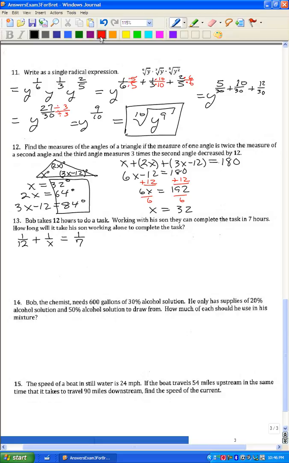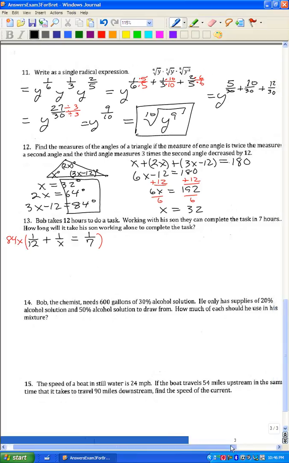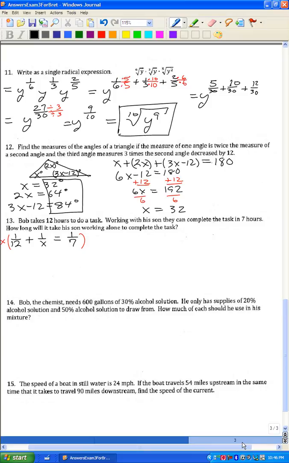Let me multiply both sides of my equation by the least common denominator, 84x. And so if I do that, I get 84x divided by 12, 7x. 84x divided by x, 84. 84x divided by 7, 12x. Subtract 7x from both sides of my equation. And so 84 is equal to 5x. Divide by 5.